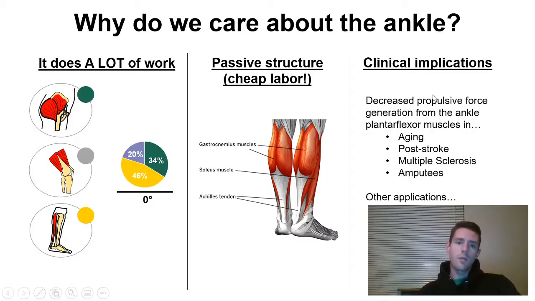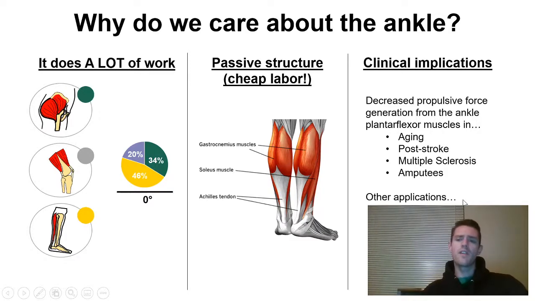Some of the clinical implications about why we care about the ankle is that we see decreased ankle power in many populations. Even with healthy aging, we tend to see a decrease in ankle joint power. Post-stroke on the paretic side, we definitely see a big decrease in power. Multiple sclerosis, we see this. And below knee amputees, of course, if you have a bad prosthetic or an old school rigid prosthetic, you basically lose all power production from the prosthetic ankle.